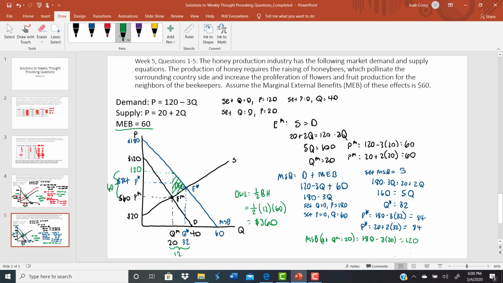Be able to do one of these involving either a negative or positive externality on the exam. There'll most likely be a question like that on there, and make sure you're able to calculate that deadweight loss when doing this type of question.